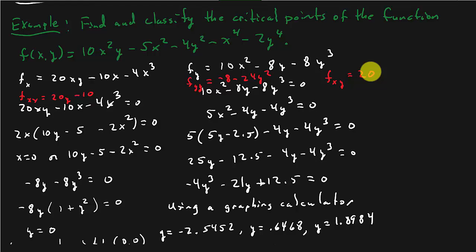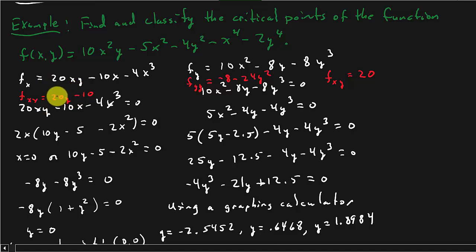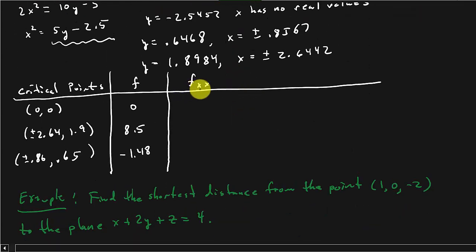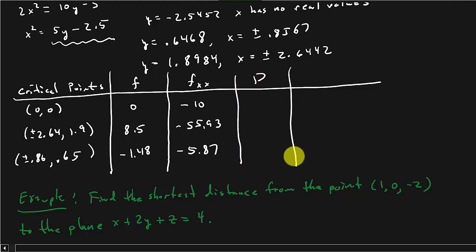Okay. And so if we take each one of those y values and plug them into this one, because what do we have to know? We have to know if this is positive or negative, and then we have to know if D is positive or negative. So if we plug each of those into the second partial of f with respect to x, we're going to get negative 10, negative 55.93, and negative 5.87. And then for D, we're plugging it into that formula.